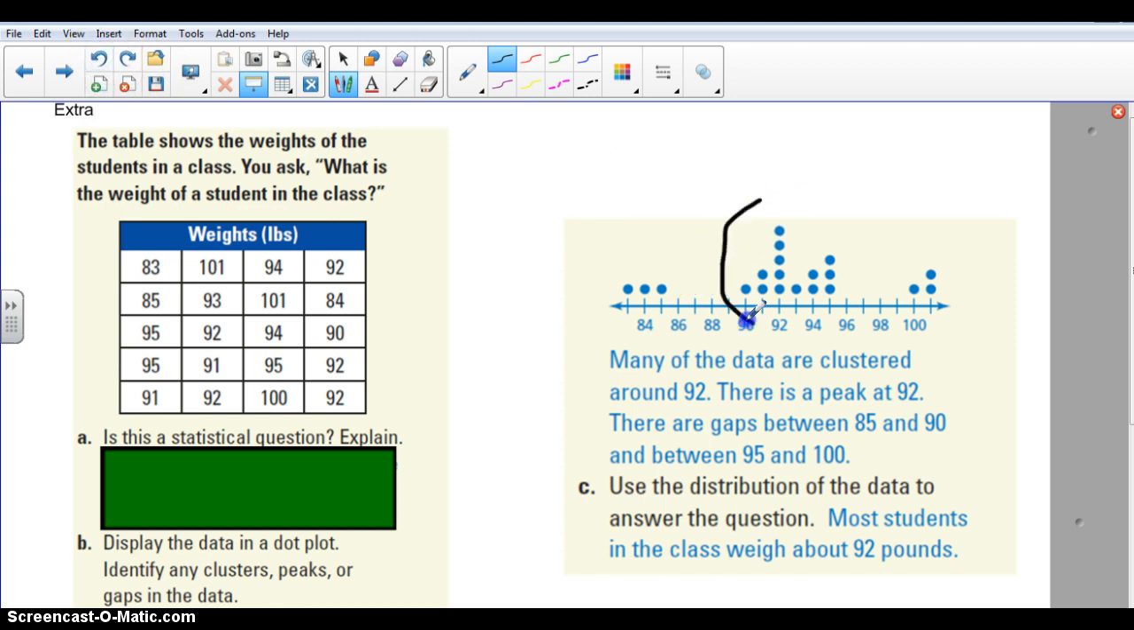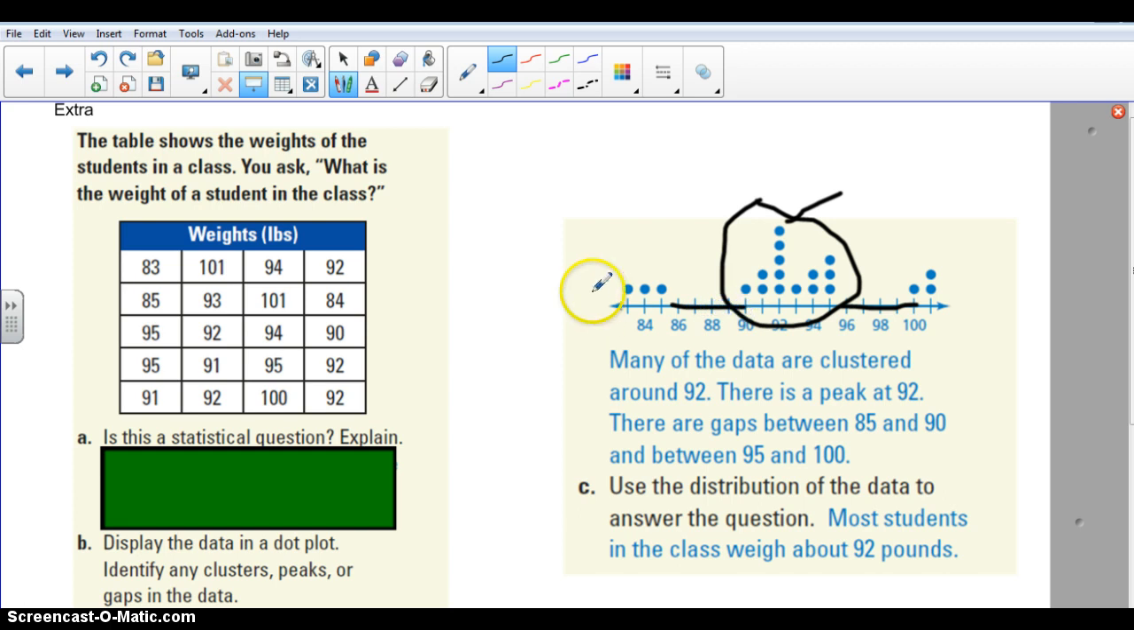Okay, here's your cluster right here. That's your cluster right there. It's around the number 92. There is a peak, and your peak is right there. Right here's your peak. And there are gaps, okay? You've actually got two gaps in this piece of data. You've got a gap right here, and you've got a gap right there.